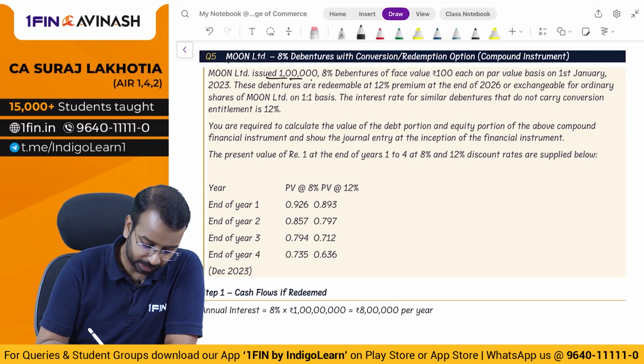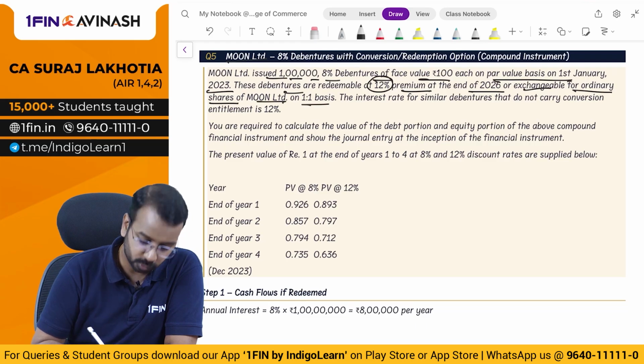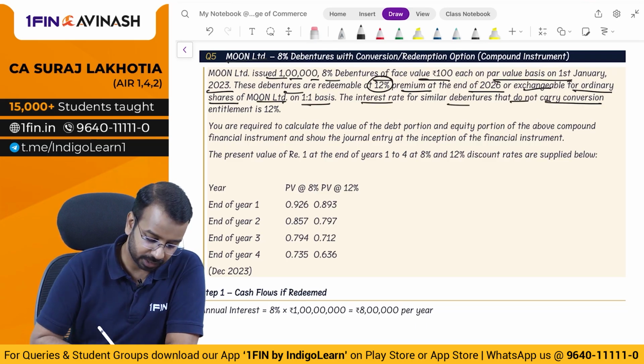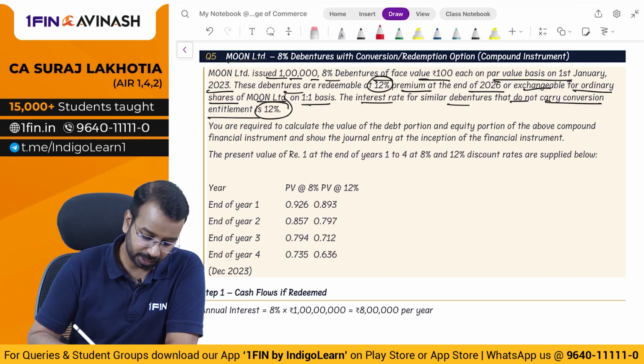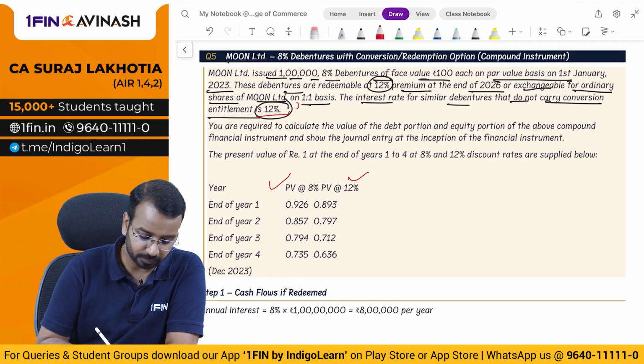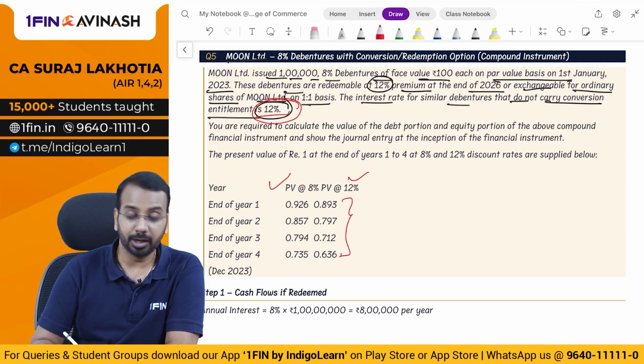Moon Limited issues 1,00,000 8% debentures of face value 100 on par basis on 1st of January. They are redeemable at 12% premium at the end of year 4, or exchangeable for ordinary shares of Moon Limited on 1:1. So there is a conversion option. Interest rate for debentures that do not carry conversion entitlement is 12%. Now they have given discount factors of 8% and 12%. What will you consider? You will consider 12% for discounting purposes. Then you can do the total and do it.